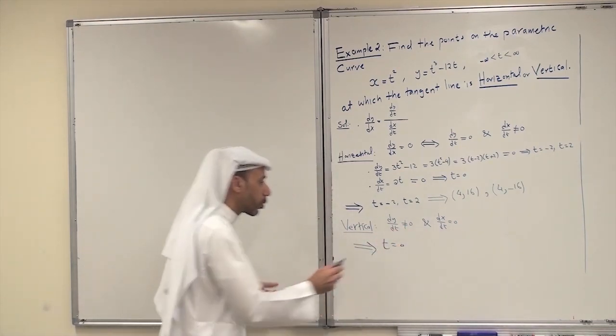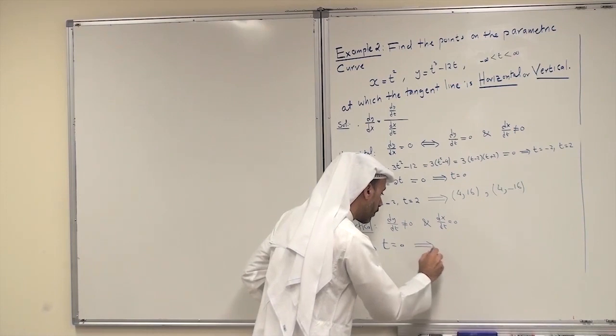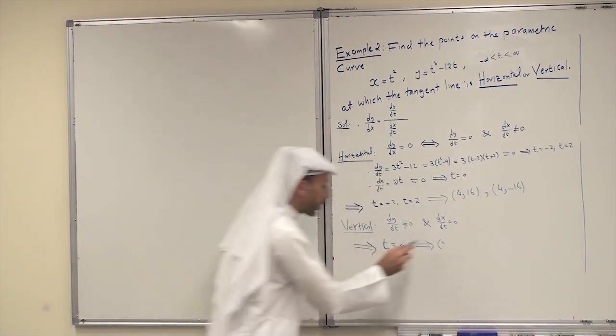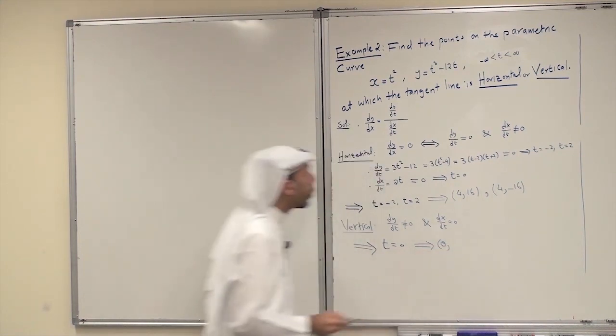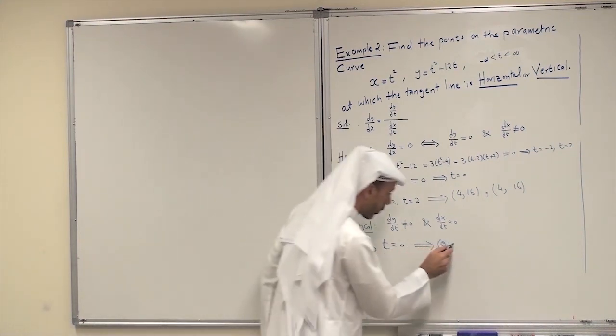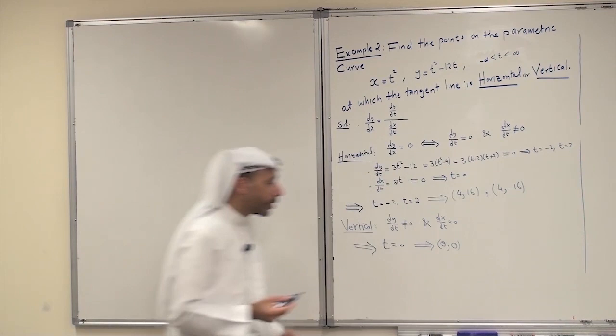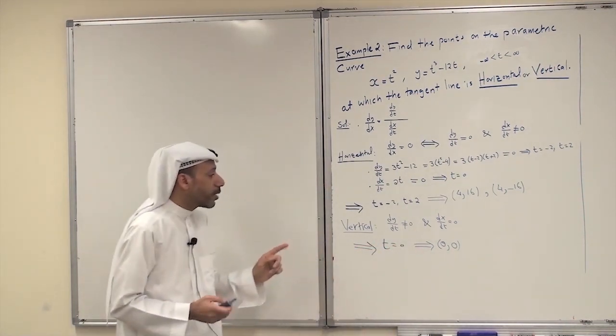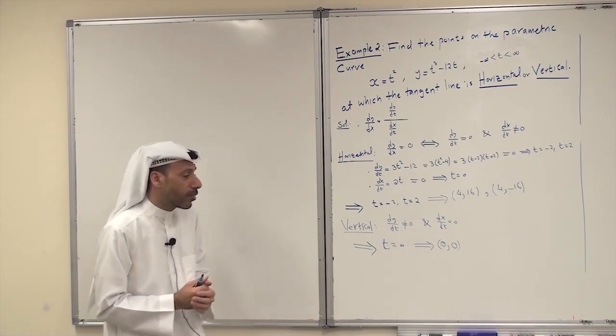Okay. What is the corresponding point? Well, x and y. When t equals 0, I get x equal to 0, and y will be again 0. So at the origin, at the point (0, 0), the tangent line will be vertical.